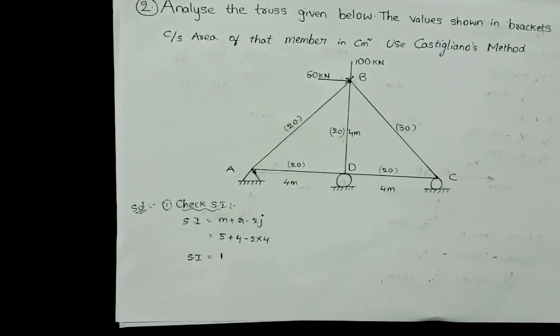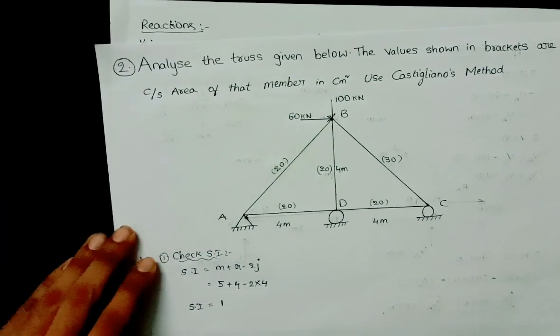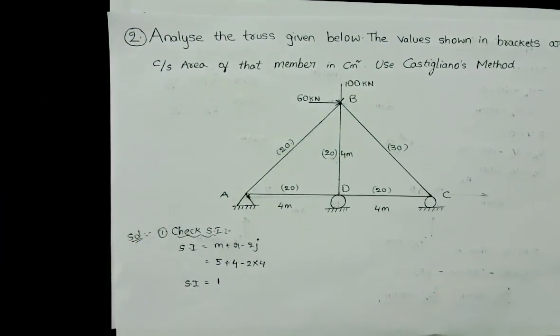If external indeterminacy is given, then you have to calculate the final reactions at last. So this is the Castigliano's method, and thank you.